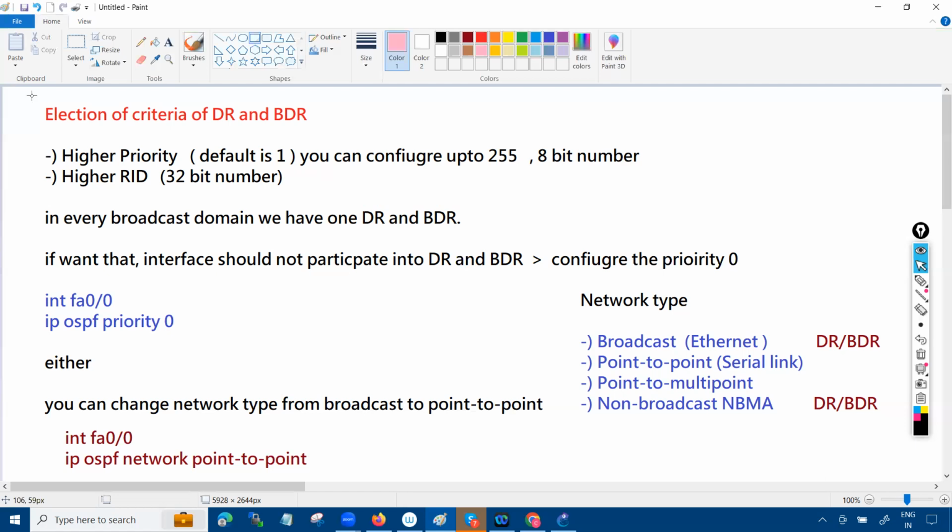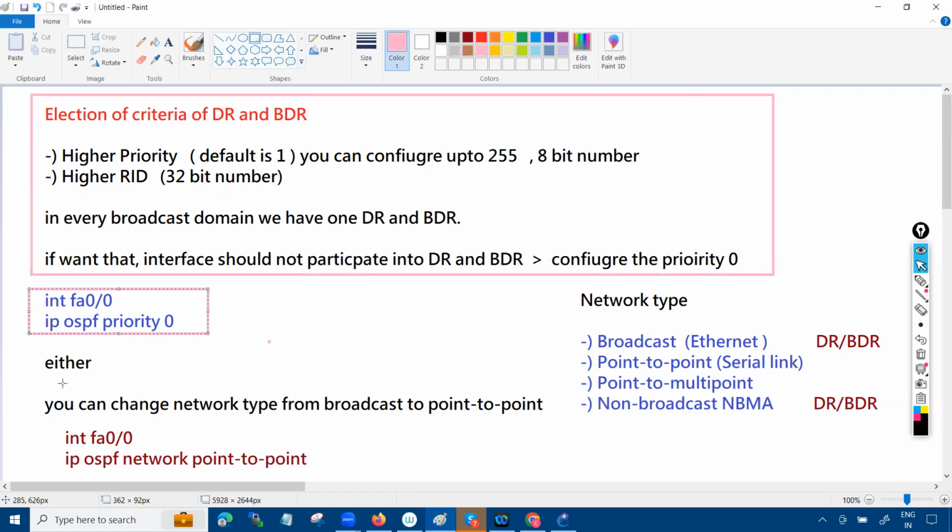So let me put it this way. If you have an interface 0/0, you can change the network type from broadcast to point-to-point. And these are the network types we have.